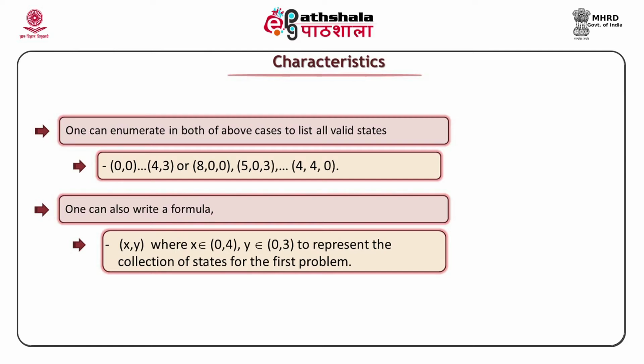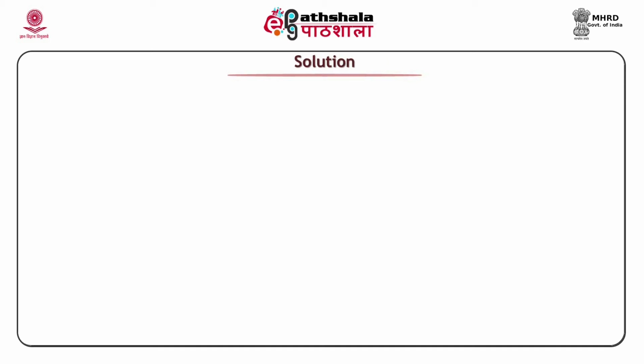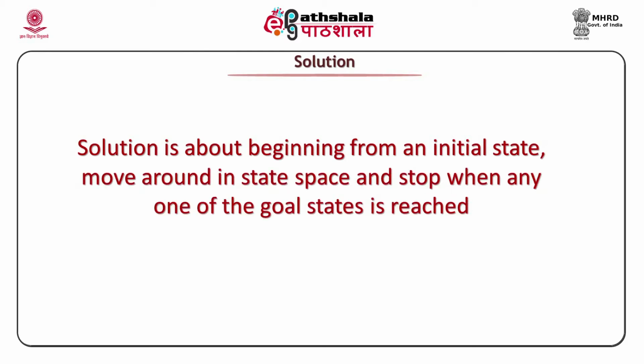Look at that, x y, where x belongs to 0 to 4 and y belongs to 0 to 3. So any value between 0 to 3, any value between 0 to 4 is something that you can write. It's that simple. And the collection of all valid states is called a state space. What is a solution? This is about beginning from an initial state, moving around in state space and stopping when any one of the goal states is reached.